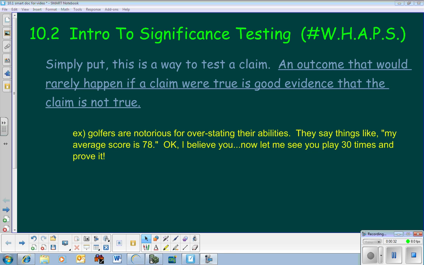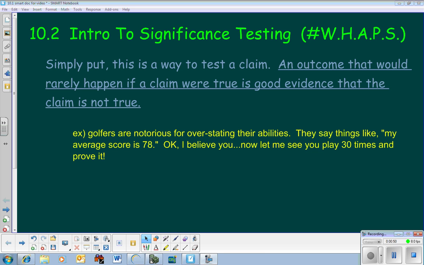Significance testing means this. There's a claim or a hypothesis or some number that's supposed to be the truth. I assume that's true. An outcome that would rarely happen if the claim were true is good evidence that the claim is not true.